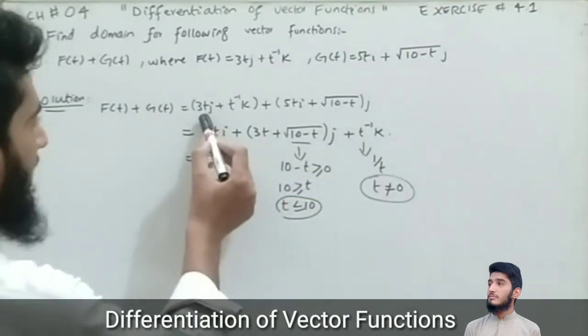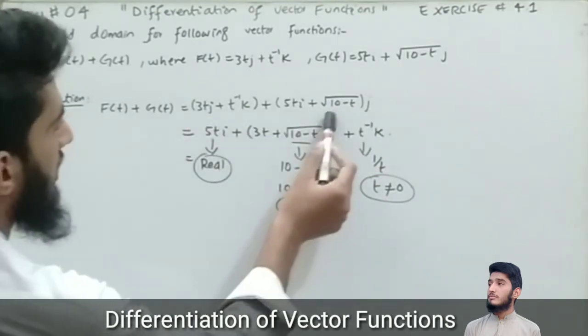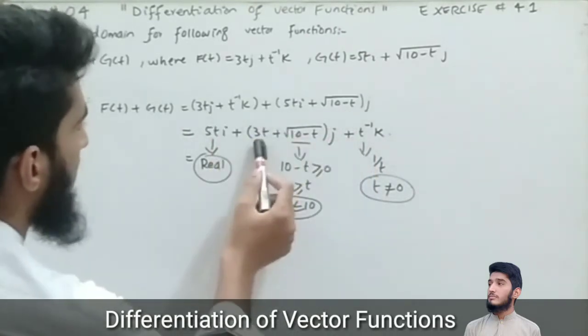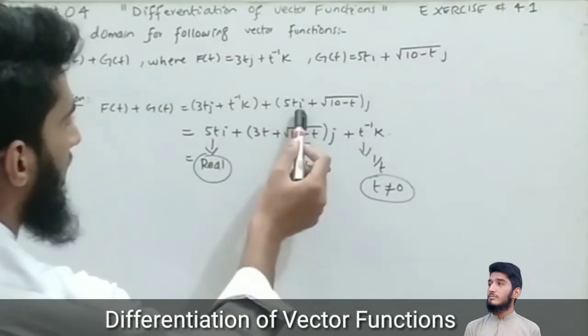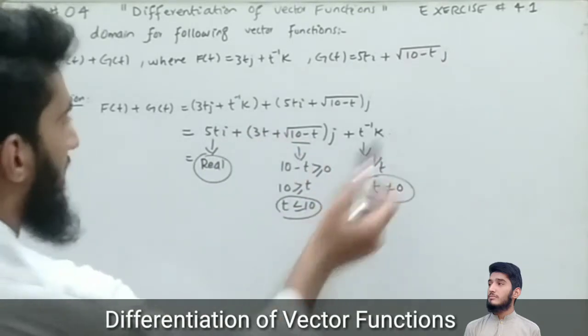Now combine j component. Over here the j component is 3t, over here 10 minus t under root. So it becomes 3t plus under root 10 minus tj, and over here we have 5ti and k is t raised to power minus 1k.